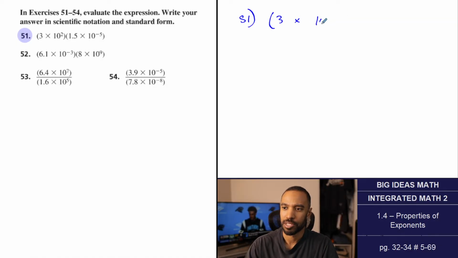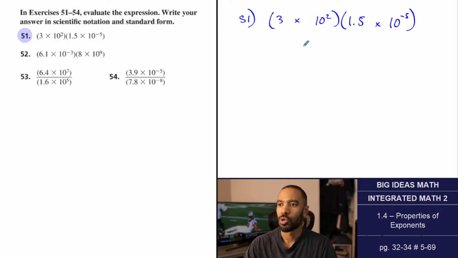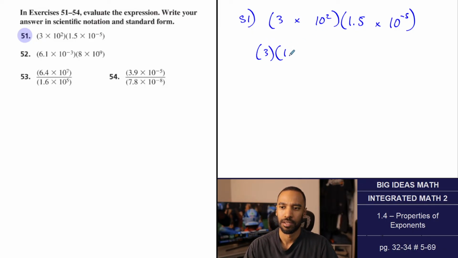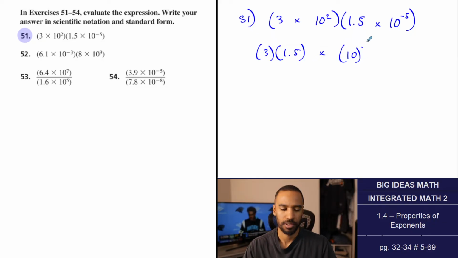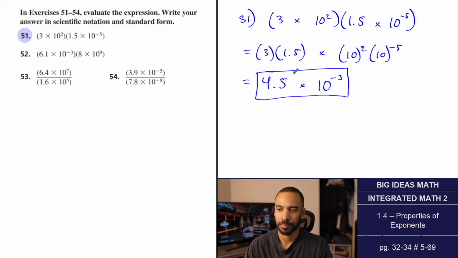3 times 10 squared times 1.5 times 10 to the negative fifth. So what we're going to do is multiply the 3 with the 1.5, and that'll be times 10 squared times 10 to the negative fifth. 3 times 1.5 is 4.5. And 10 squared times 10 to the negative fifth becomes 10 to the negative third. There's a scientific notation answer.